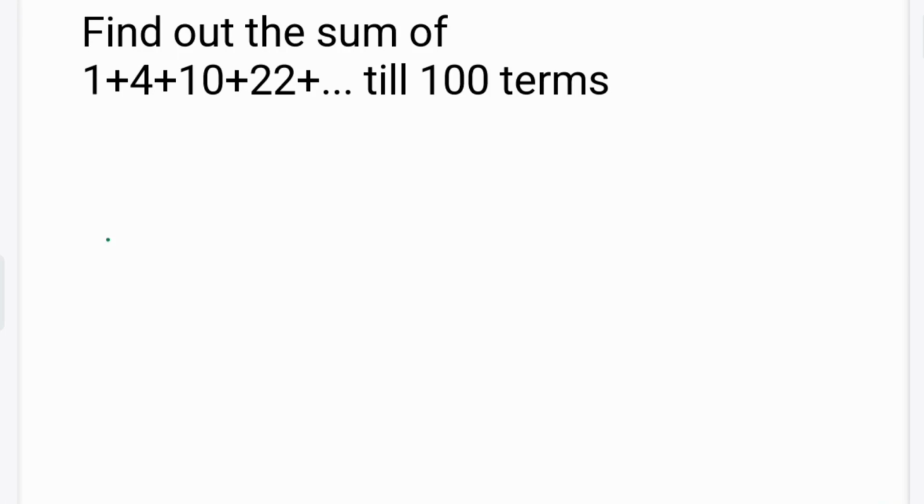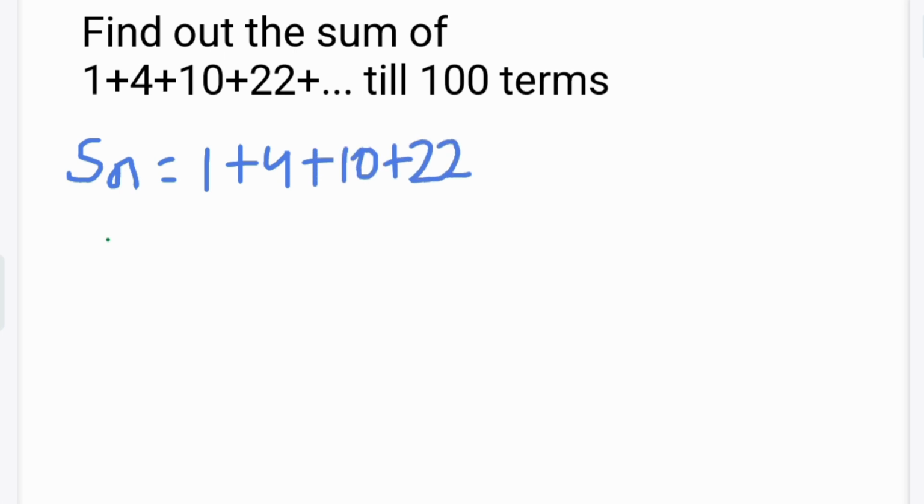So guys, we are going to find out the sum of a series that is 1 plus 4 plus 10 plus 22 plus so on till 100 terms, right? So first of all, we are going to solve this series for the nth term, for general terms. Let's call the sum of this series Sn. So that is 1 plus 4 plus 10 plus 22 plus so on, and the nth term, that is Tn.